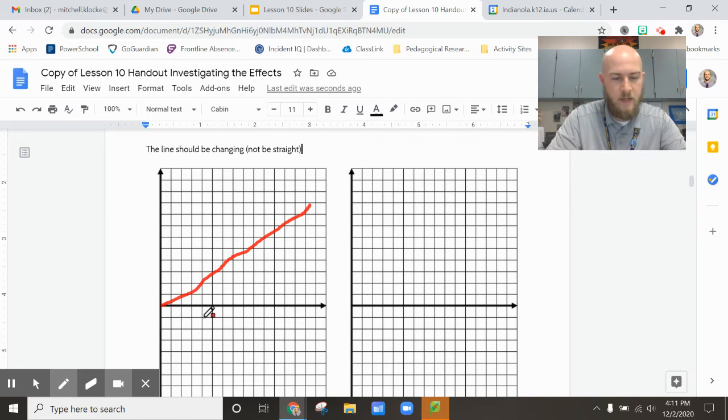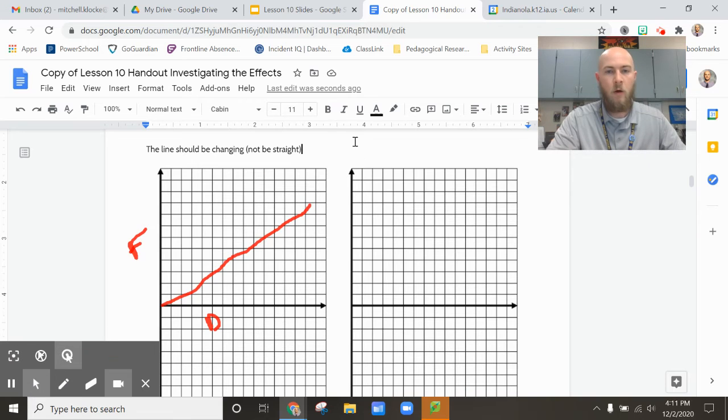If this down below here is our distance, and it's kind of hard for me to write, so I'm just going to put a D for distance, and this up and down over here is our force, notice how as we increase our distance, our force might be increasing as well. And notice that it's always changing.